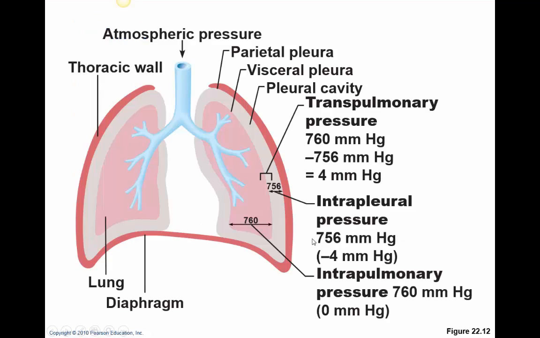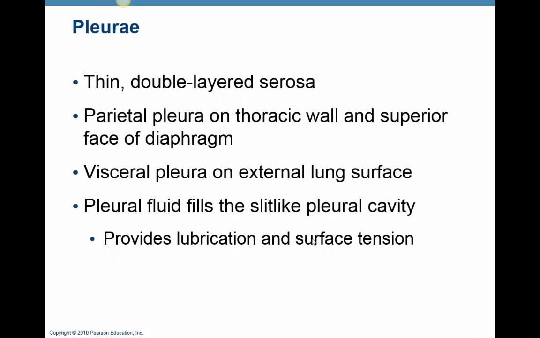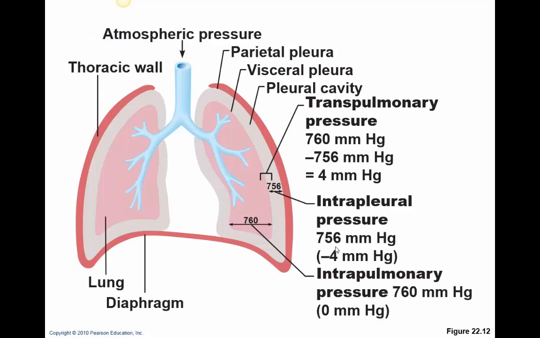So if we look at specific functions of the pleural fluid, it provides lubrication and surface tension and keeps the lungs expanded. So if we zero in on some of the pressures across the lung and inside the lung, one pressure we can talk about first is intrapleural pressure. Intrapleural pressure is the pressure that is inside the pleural fluid.